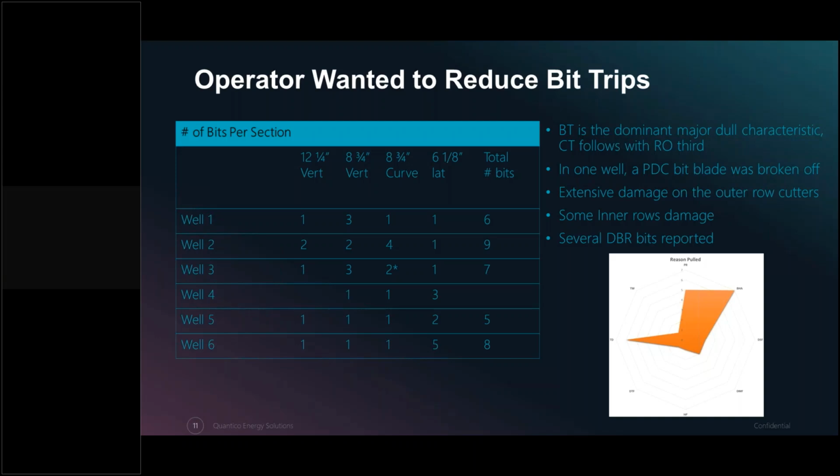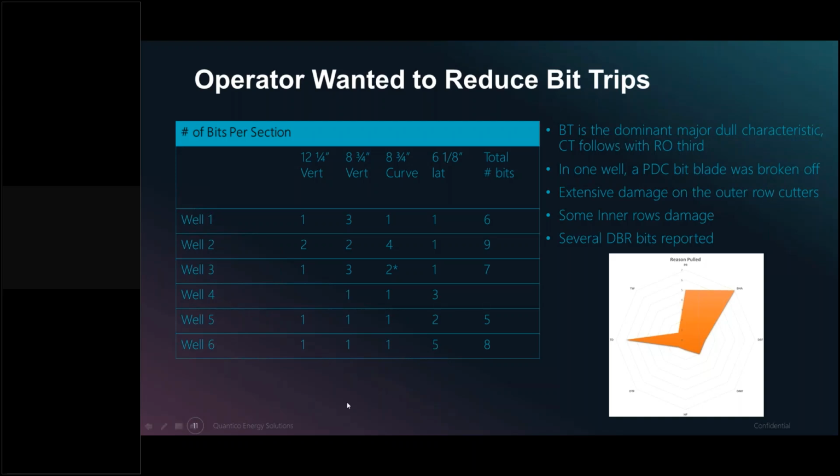Wyoming. This operator had, in this case, 6 wells in an area, and you can see it's been laid out by different sections, right? And what the numbers represent is how many bits were used in each of these sections. The cost of a trip, as folks on this call probably know better than me, at this point in time is about $130,000 for a trip. So minimizing unnecessary trips was very important.